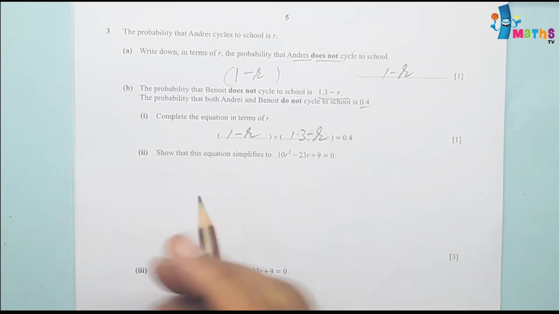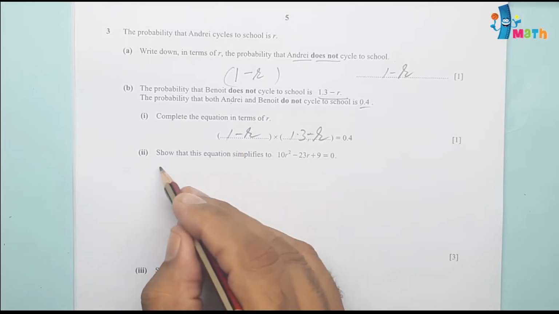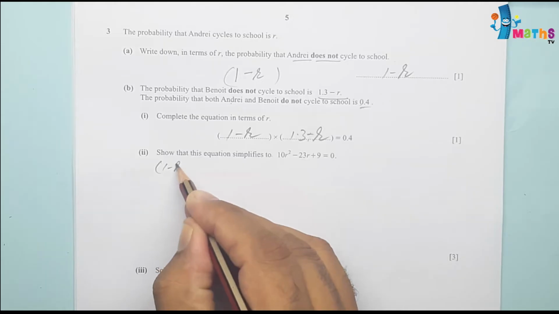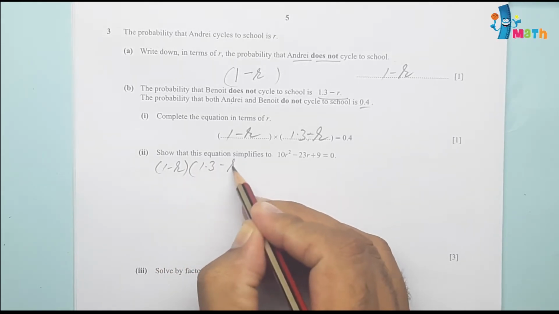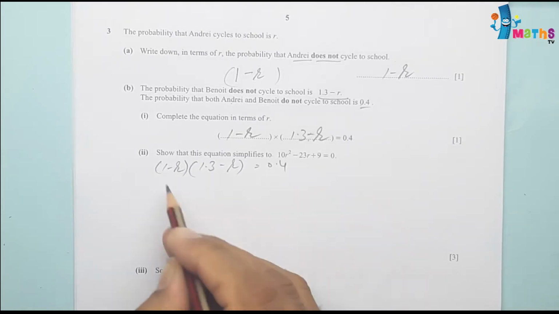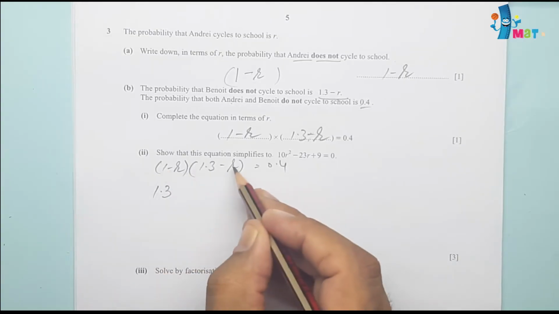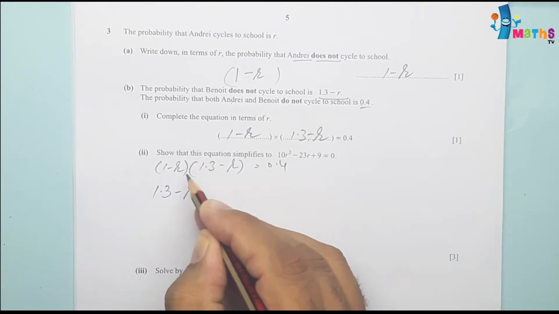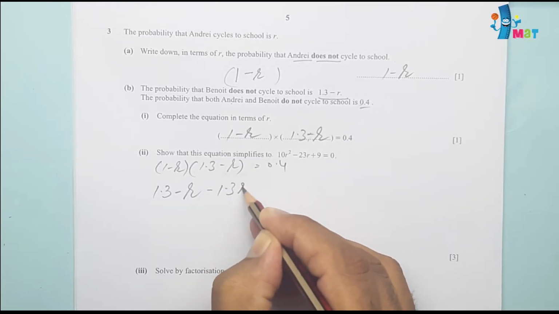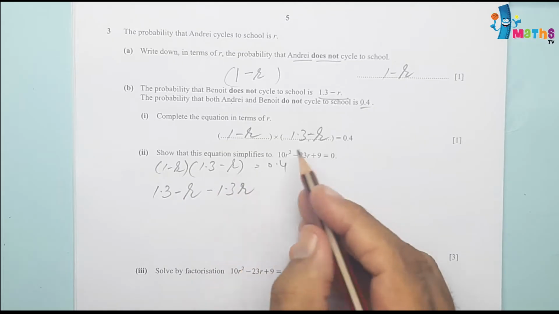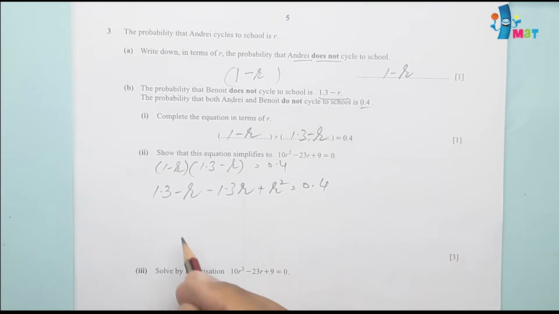This is like a quadratic equation. We'll have to just multiply this. So we can write this equation: 1 minus r into 1.3 minus r is equal to 0.4. So we can multiply 1 into 1.3 will be 1.3, 1 into minus r will be minus r, minus r into 1.3 will be minus 1.3r, and minus r into minus r will be plus r squared is equal to 0.4.